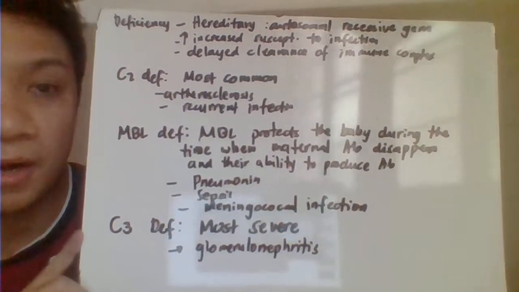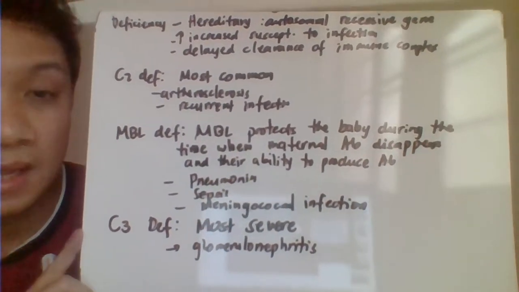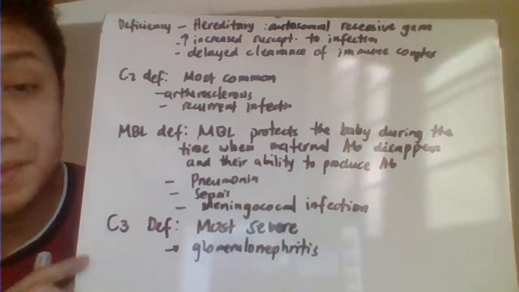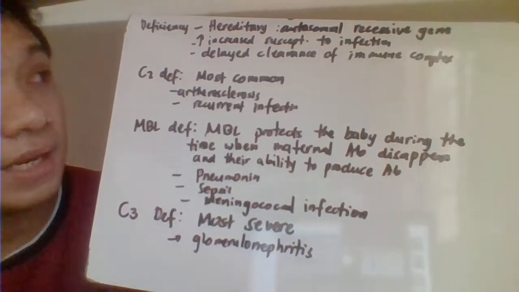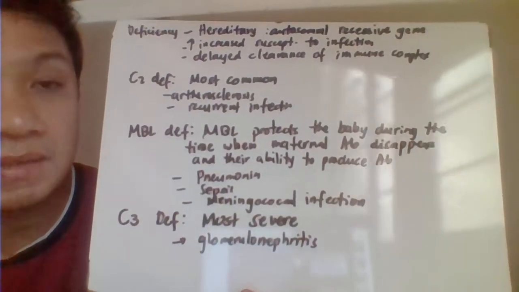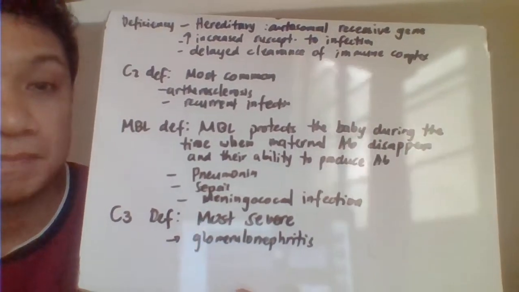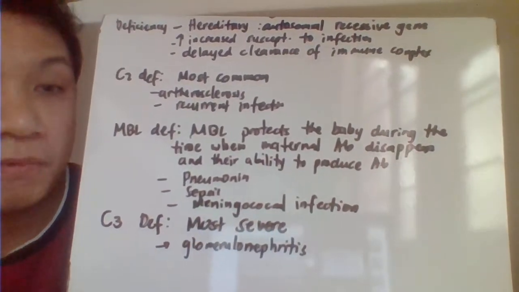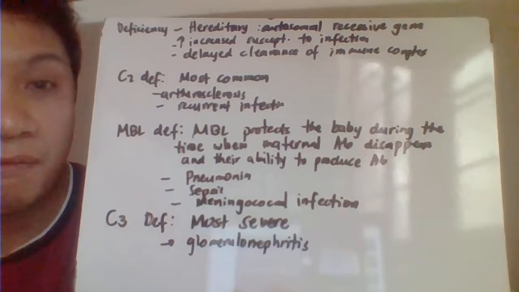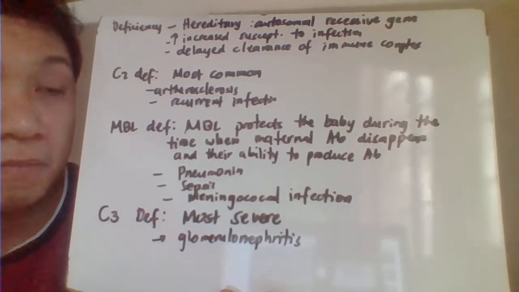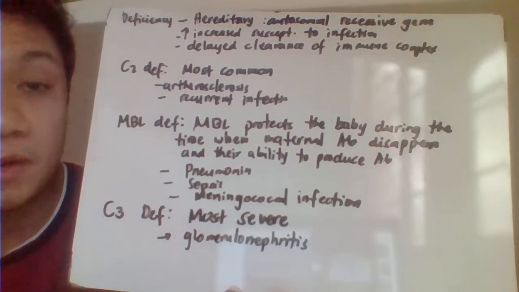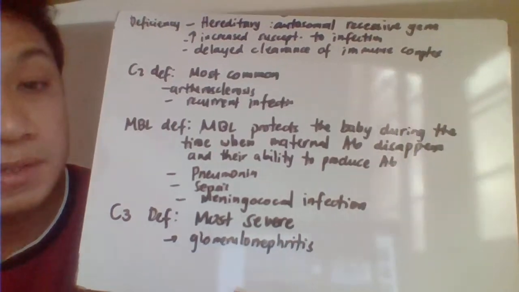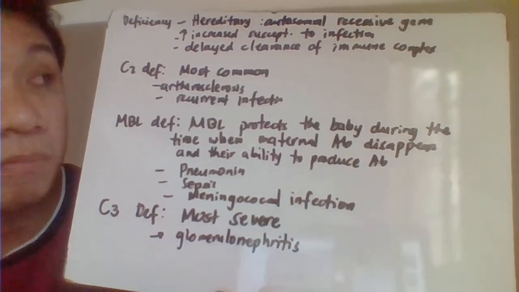Again, complement deficiency can be hereditary, and usually we inherit it as an autosomal recessive trait. The absence of your complement results in increased susceptibility to infection and decreased clearance of your antigen-antibody complex. Remember that the main function of your complement is the removal of your antigen-antibody complex, and therefore it helps our body primarily to remove pathogens. So if you don't have the complement, the complexes are not removed well, and they keep on destroying our tissues wherever that immune complex is deposited.